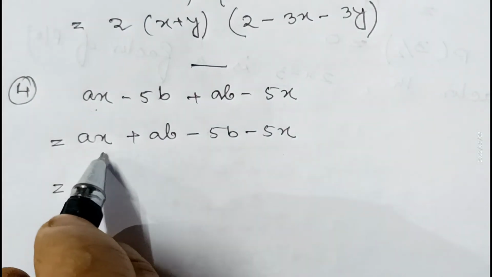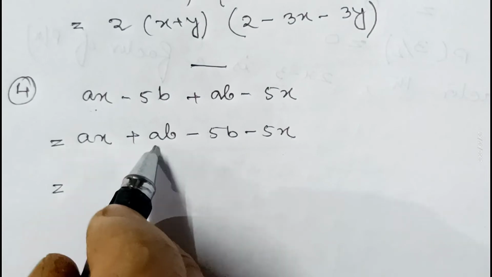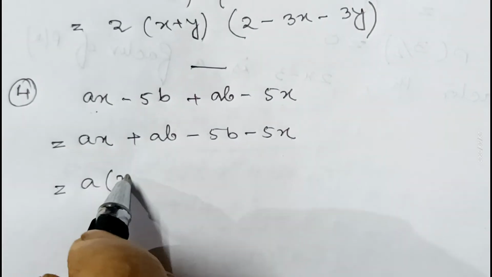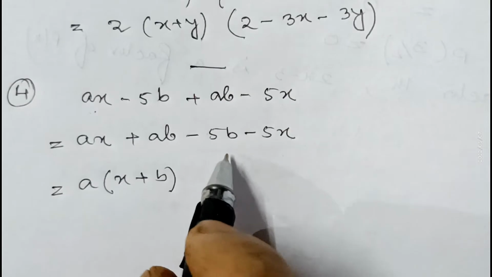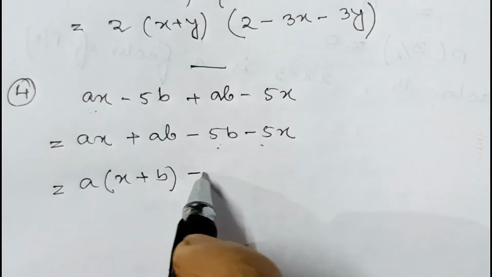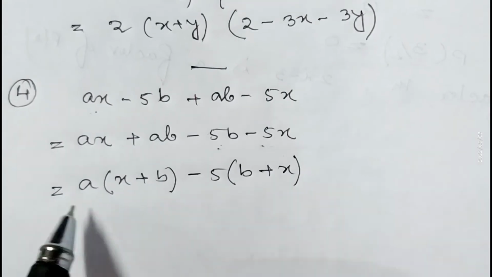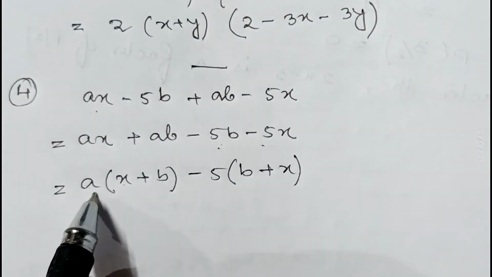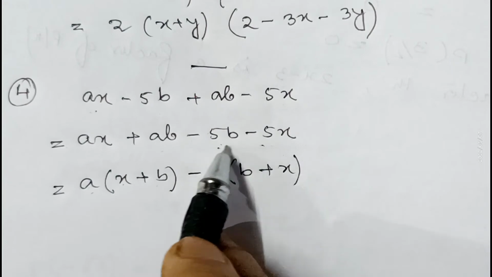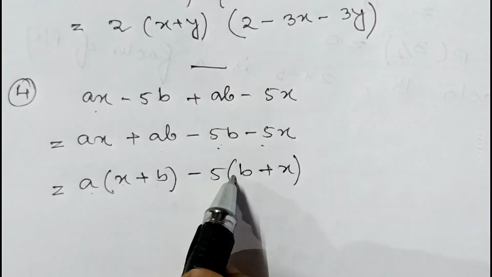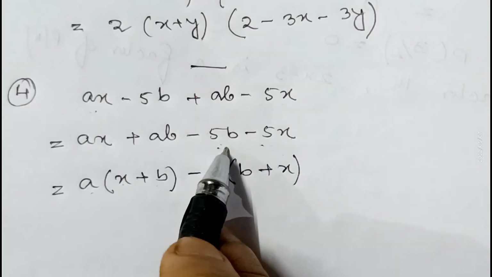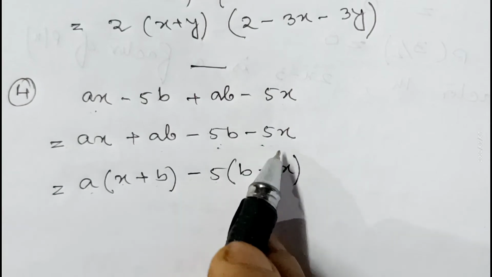Now, from the first two, I can take a common. If I take a common, then we are left with x plus b. And from the last two, if I take minus 5 common, then it will be b plus x. Okay, a into x, ax, a into b, ab. And from these two, I have taken minus 5 common. So plus minus minus 5b, plus minus minus 5x.